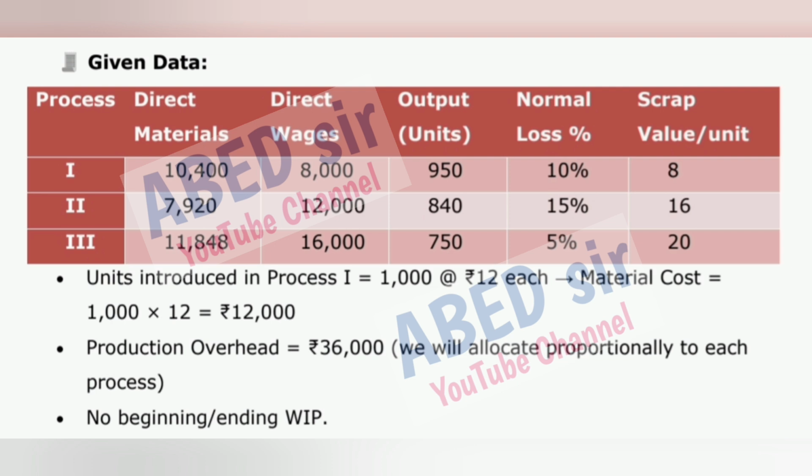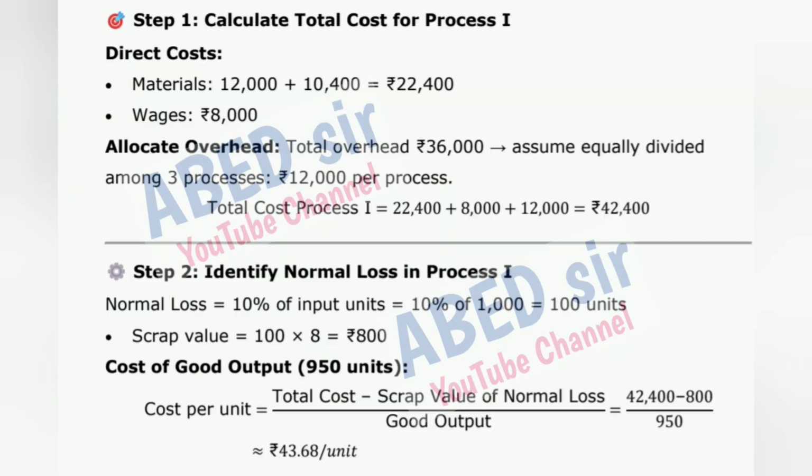Material cost is equal to 1000 times 12 is equal to 12,000 rupees. Production overhead is equal to 36,000 rupees. We will allocate proportionally to each process. No beginning or ending WIP. Step 1.